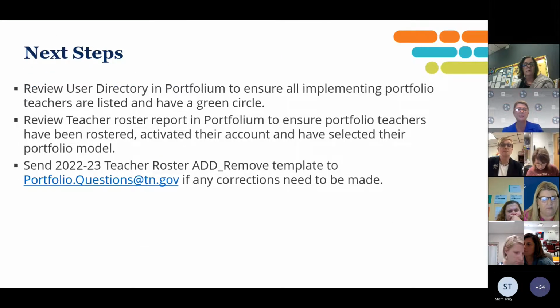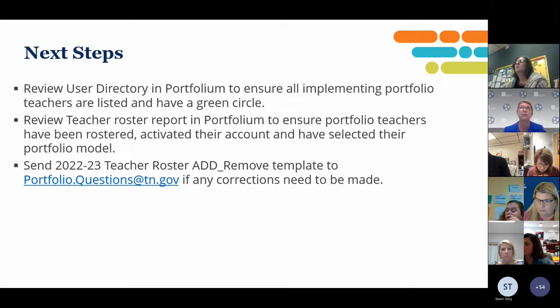So your next steps: review your user directory first, see if everyone has that green circle. If they don't, have a conversation with the teachers and see if maybe they need help. It's common that teachers who had accounts last year are sitting around waiting for an activation email. If they had an account last year and their email's the same, their school's the same, if everything's the same, they didn't get an activation email. They're already activated. They just need to log in with their same information.